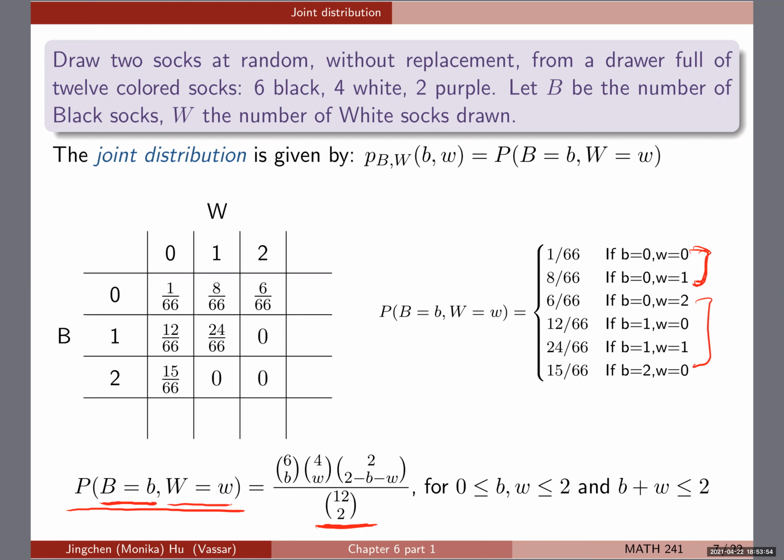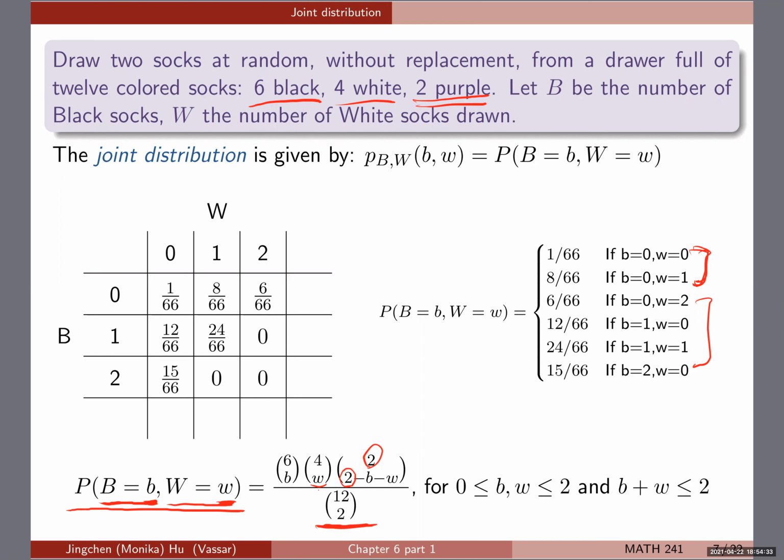If I define B equals b and W equals w, then the numerator, the way that I can get b black socks and w white socks, will be exactly 6 choose b, because I have 6 black socks to choose from, times 4 choose w, because I have four white socks to choose from, and then also 2 choose 2 minus b minus w. This 2 is the 2 purple socks that we have, and this 2 is the total number of socks that we're drawing. Because there are b black socks and w white socks, the number of remaining socks that could be purple is 2 minus b minus w.